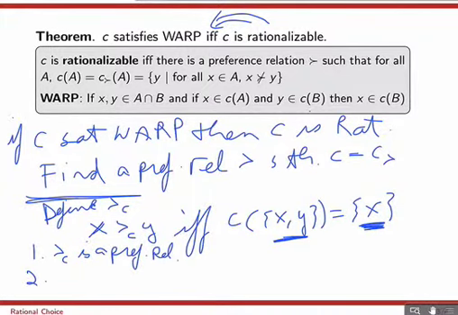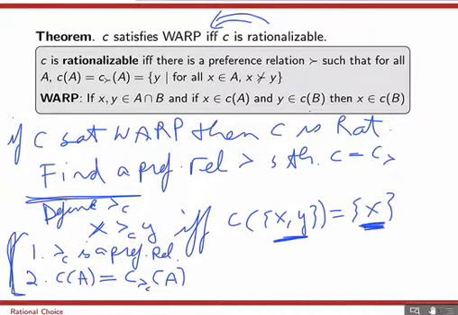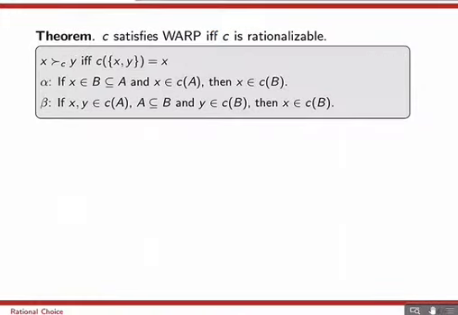And two, we have to show for all menus A, the choices that we actually observe are in fact the derived choices that you would get if the agent started with this preference relation. So we have to show these two facts. All right, let's go ahead and do that.